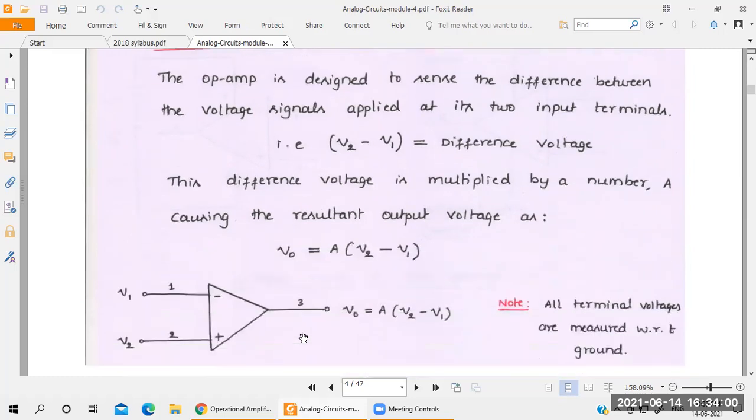Understood? So now you take the equations. You take the symbol here. There are two voltages, V1 and V2, which have different signs. So you can write V2 minus V1 multiplied by the gain of the op-amp, that is A. That should be equal to the total output voltage. What is the total output voltage for the op-amp? This is the open loop gain, because we have not connected any feedback, right? So you have to consider the total output voltage of the open loop op-amp, that is A into V2 minus V1.